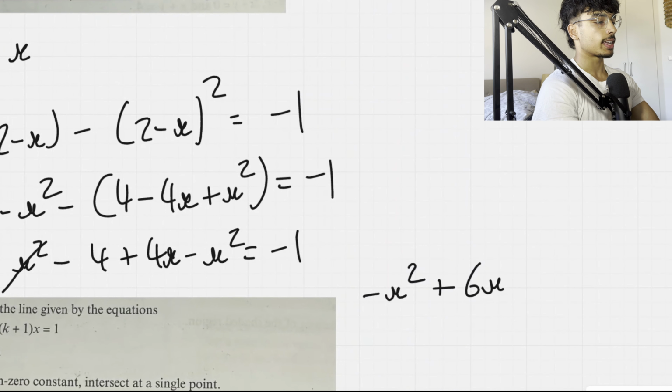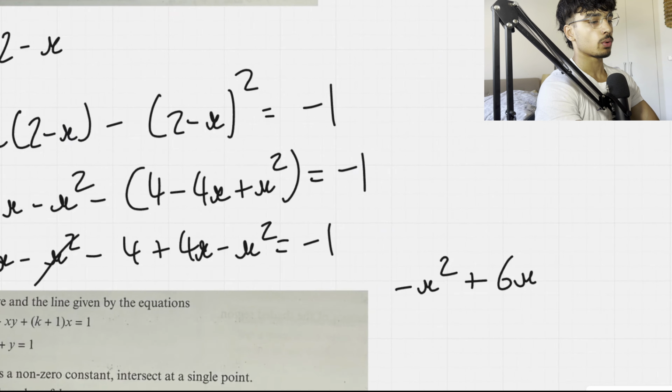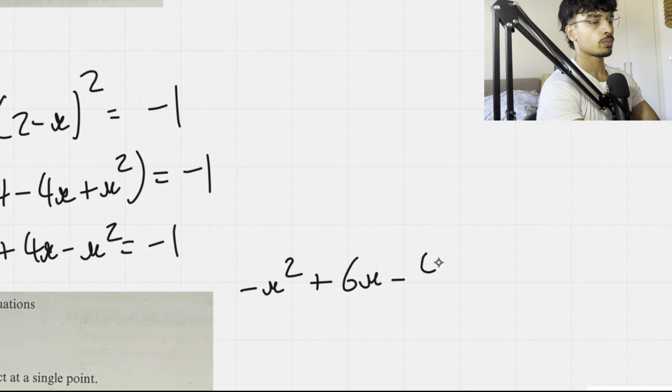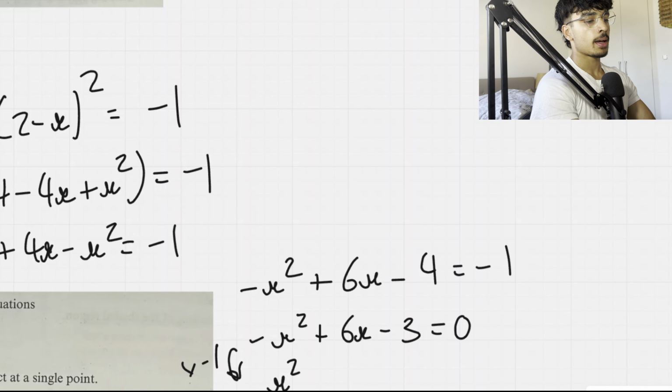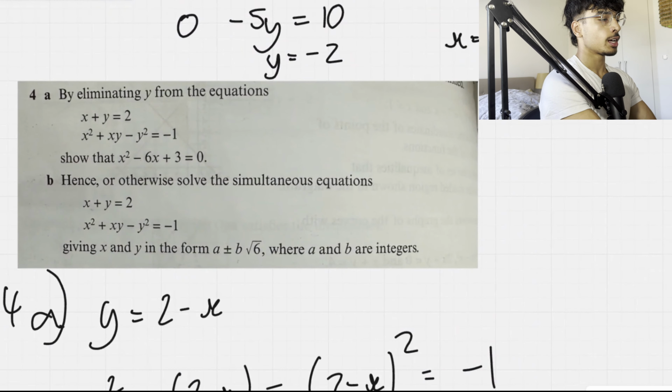and then what do we get as the number? We get minus 4 is equal to negative 1, and then that's equal to minus x squared plus 6x minus 3 is equal to 0. Multiply that by negative 1. We get x squared minus 6x plus 3 is equal to 0. And that, ladies and gentlemen, is your answer to part A done.